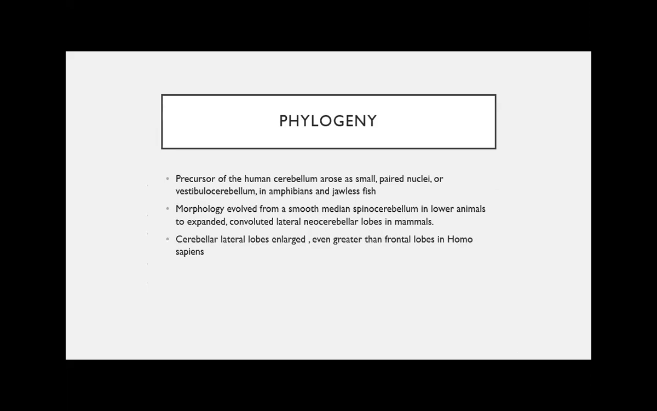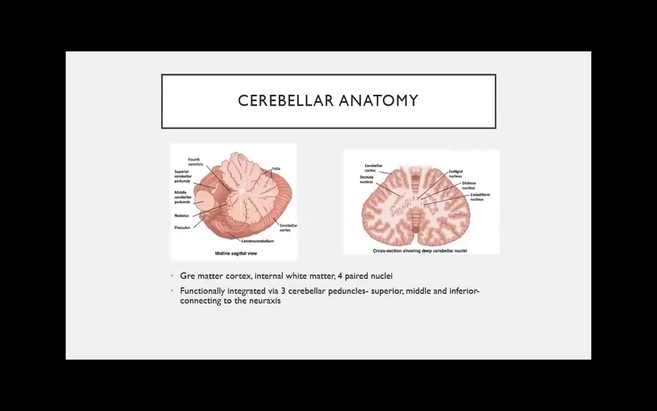Phylogenetically, the precursor of human cerebellum arose as a small paired nuclei, called the vestibulocerebellum, in amphibians and jawless fish. Later, the morphology evolved from smooth median spinocerebellum in lower animals to expanded convoluted lateral neocerebellar lobes in mammals. And later, the cerebellar lateral lobes enlarged, even greater than the corresponding enlargement of frontal lobes in Homo sapiens.